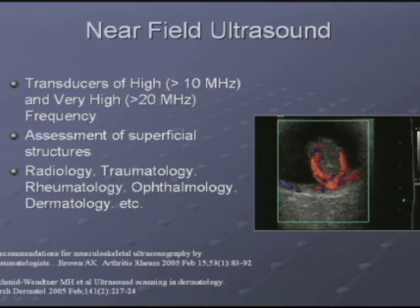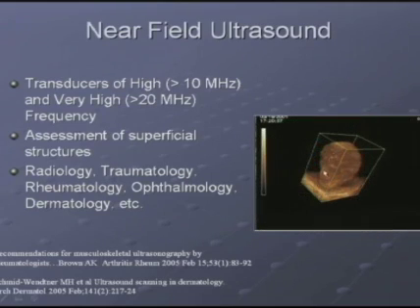And this is an example. This is an image corresponding to an ocular melanoma. This is B mode, and here is a very vascularized lesion. And here we have the three-dimensional reconstruction of this tiny lesion located at the posterior pole of the eye.